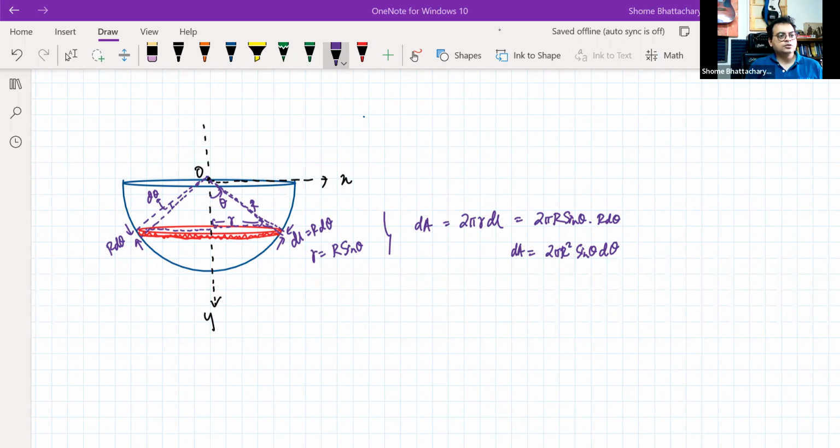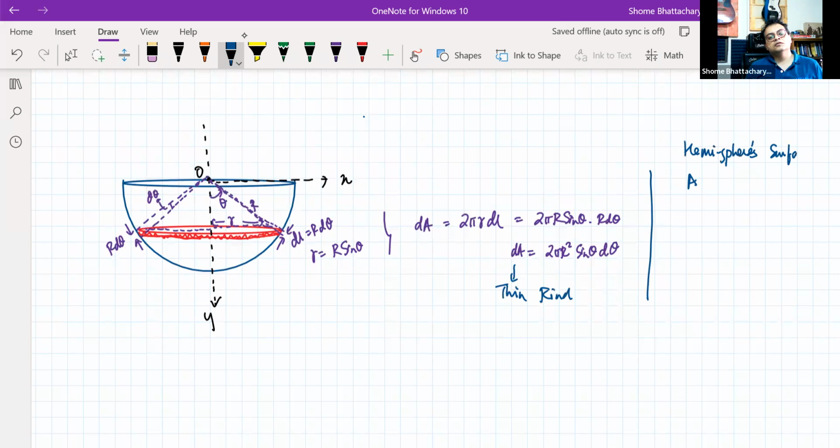Before we get into center of mass, we can see something interesting here. This is the thin ring. If we want to calculate the hemisphere's surface area, we just have to integrate dA. We'd end up integrating 2 pi R square sine theta d theta, according to my value of theta. I'd start from the lowest ring at the bottom, for which theta would be 0, and go to the uppermost ring at the top, for which it would be pi by 2.